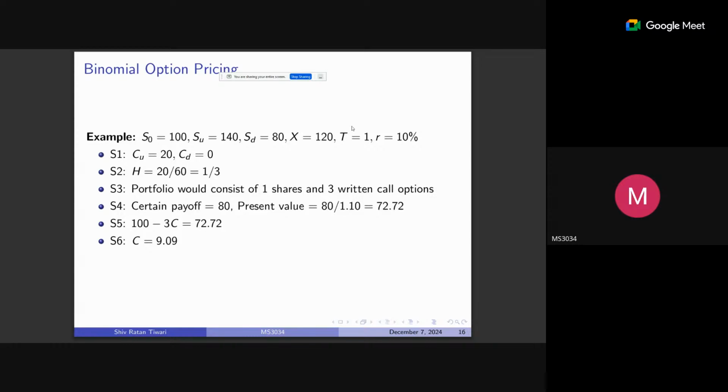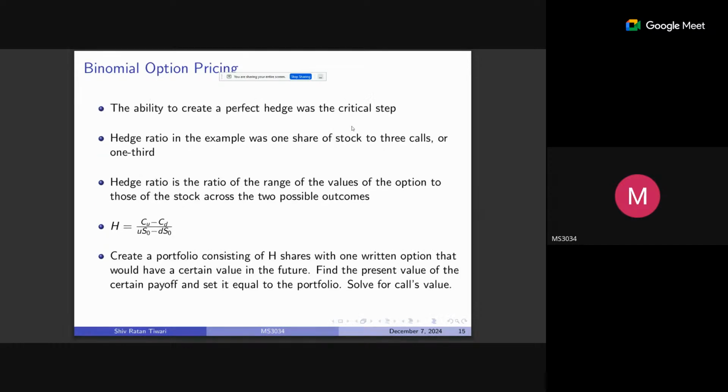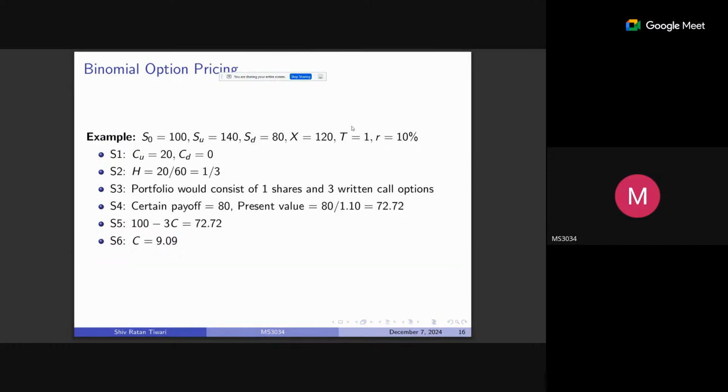So now you need to create a portfolio which involves one share and three call options, because 1 by 3 is the hedge ratio. Similarly, earlier I said 8 shares and one written call option. So 8 shares is like 1 by 3 share and one call option. You can multiply this by a certain number. So I have multiplied it by 3.